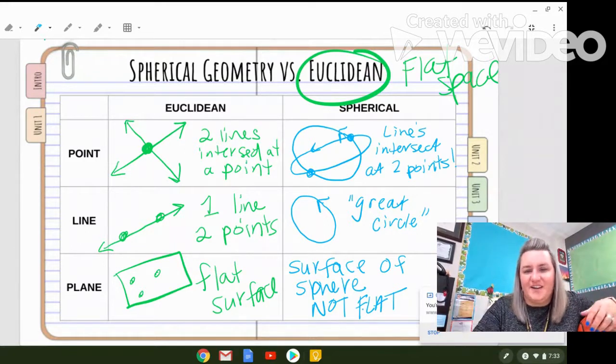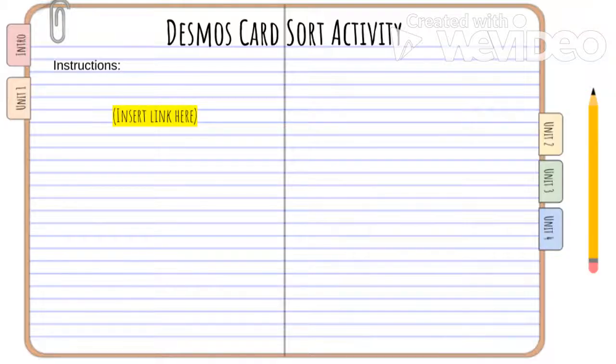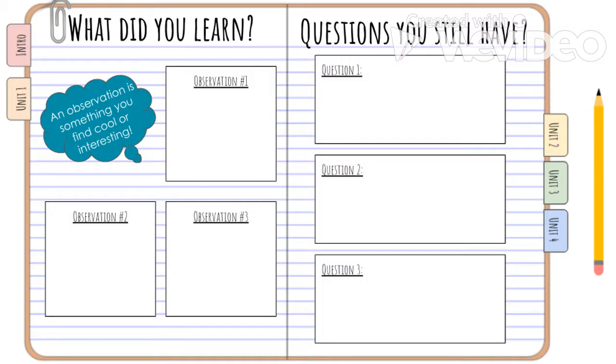We're going to continue to talk about the differences between spherical and Euclidean geometry throughout the school year, but Euclidean geometry is the type of geometry that we'll mainly focus on this school year. When you are finished, I'll expect you guys to work on your Desmos card sort activity. I will insert the link for you to have. You can also find it on Google Classroom with instructions.